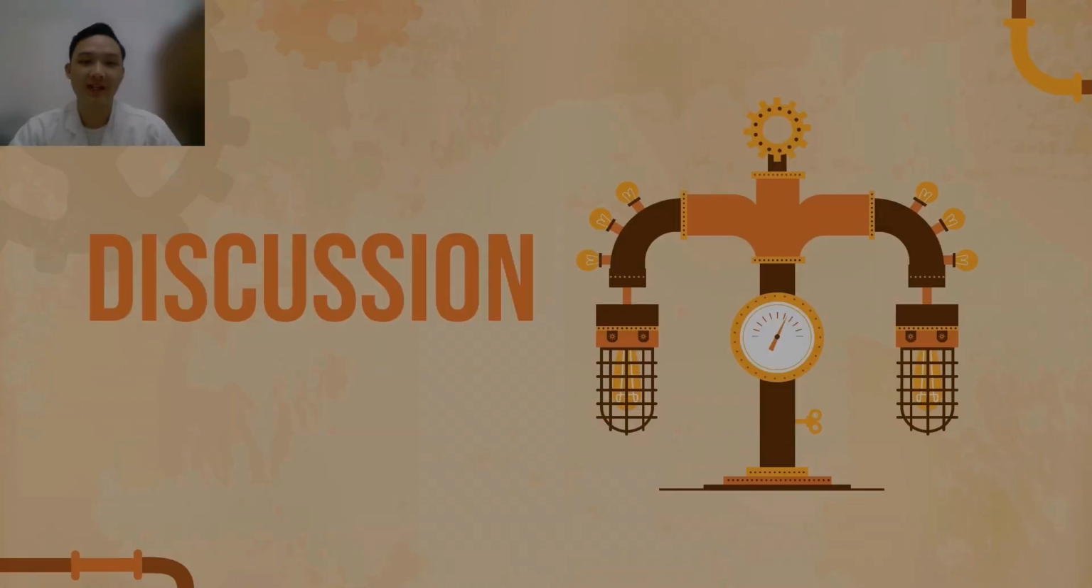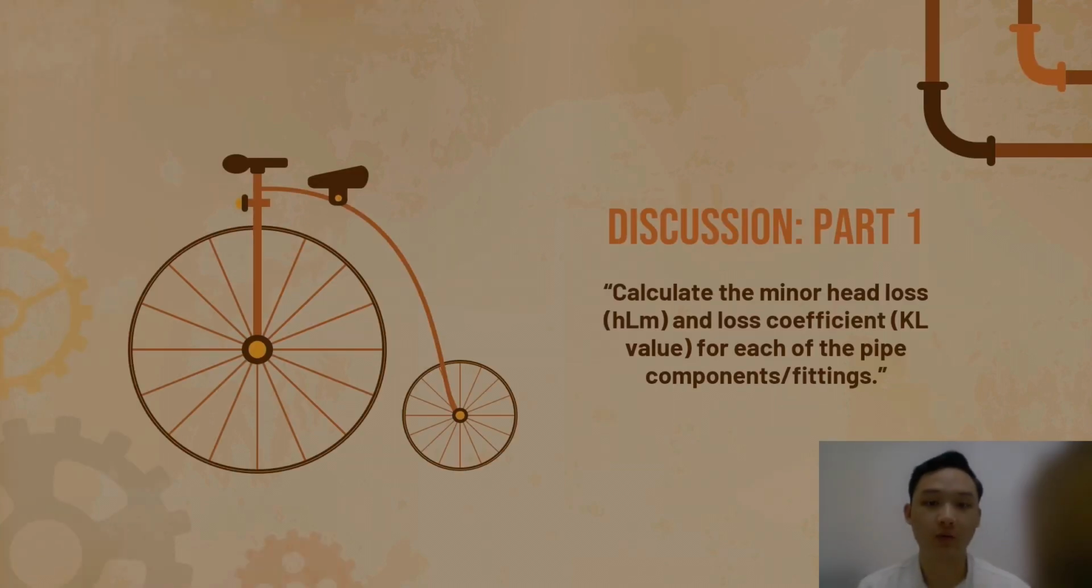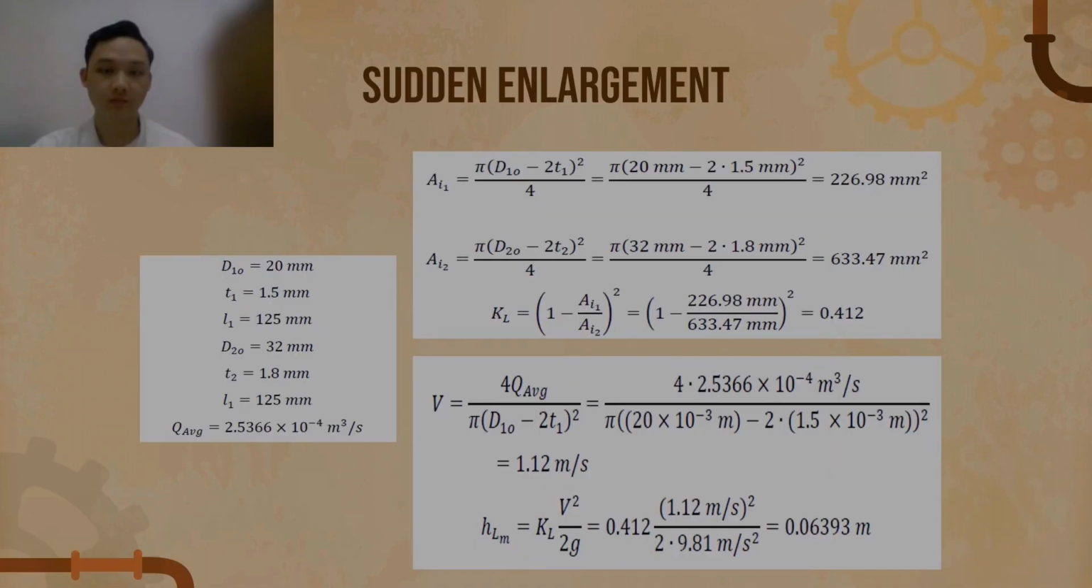My name is Felix Salim, and now for the first part, we'll calculate the minor head loss and the loss coefficient KL value for each of the pipe components or fittings. So the first fitting is the sudden enlargement, and on the left side of the slide we can have a look at the data that we will use in the calculation part.